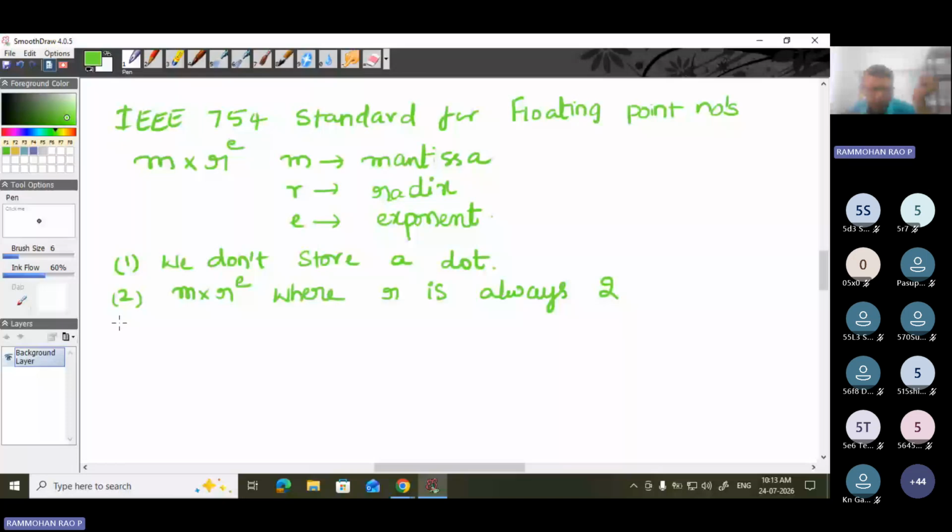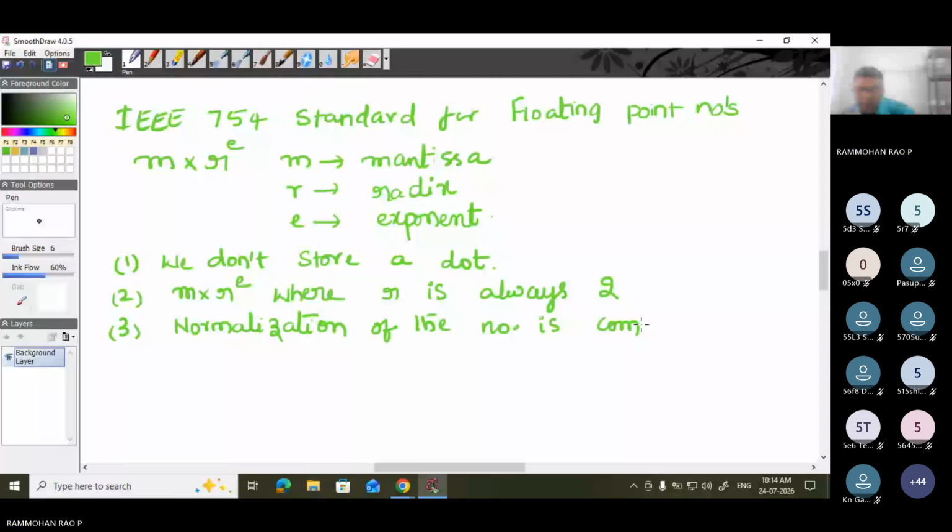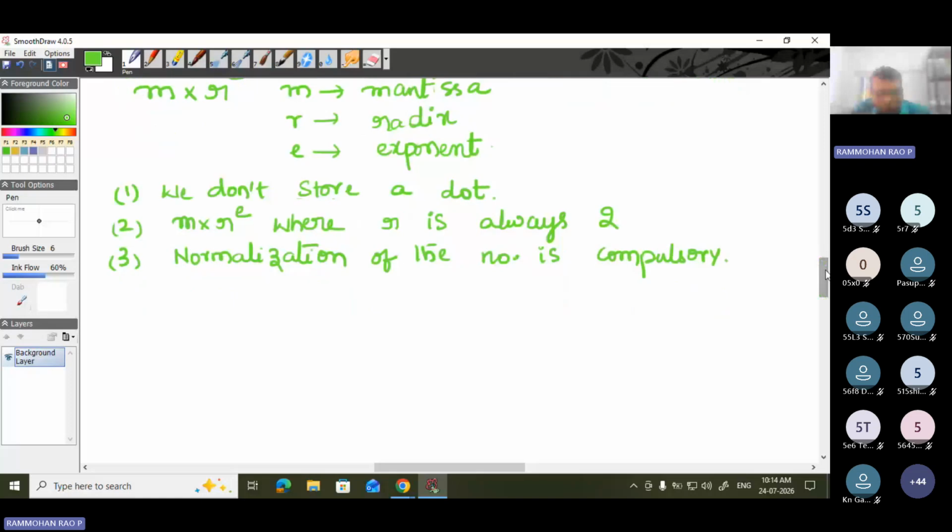Now, third important point, this so-called mantissa, right? We apply something called normalization on our floating point number. So normalization of the number is compulsory. Okay. What do you mean by normalization?